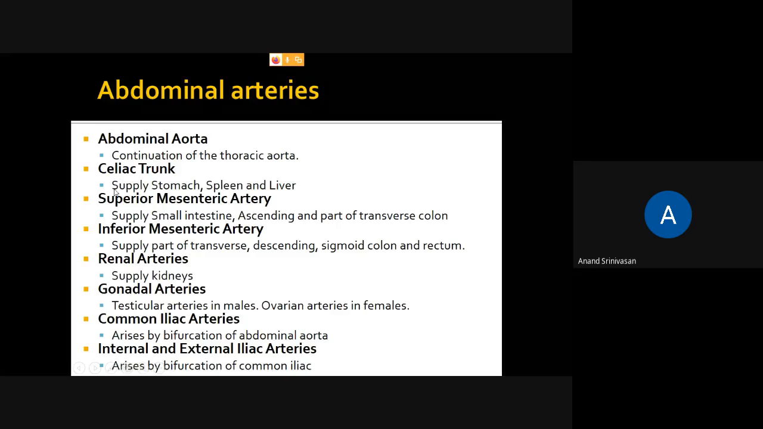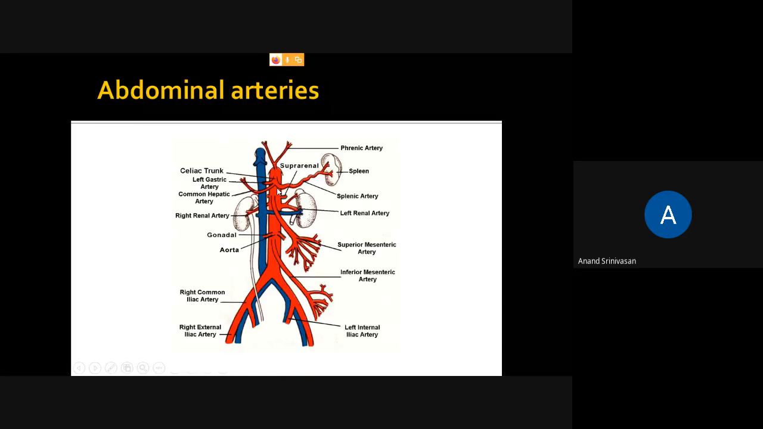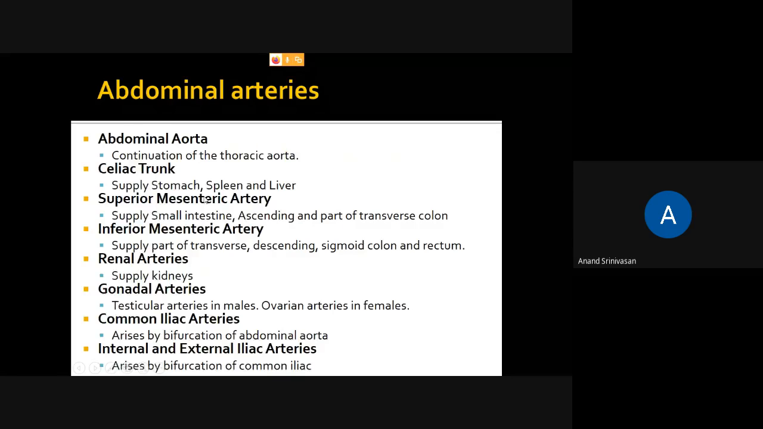Now, after this, for each one I have given the parts which it supplies. If you see the celiac trunk, it supplies the stomach, spleen, and liver. Where is the celiac trunk? It is located here. It goes and supplies the stomach because the stomach is present in the upper part of the body, right? So stomach, liver, and spleen are supplied by the celiac trunk.